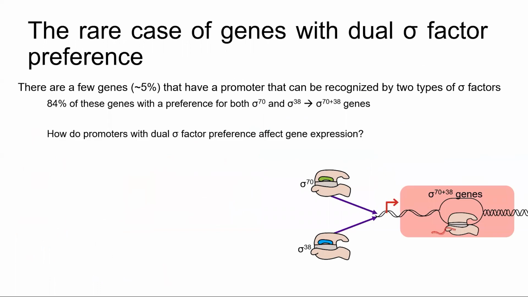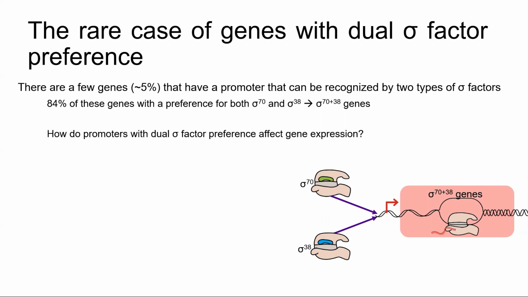However, there's approximately 5% of genes of E. coli that have promoters that can be recognized by two types of sigma factors, and most of these types of genes have a preference for sigma 70 and for sigma 38. We refer to these genes as sigma 70 plus 38 genes.